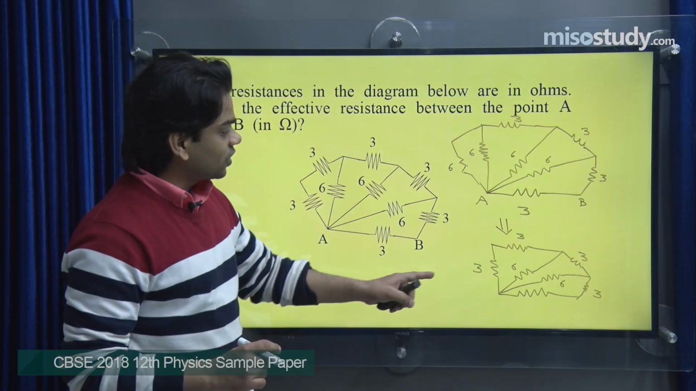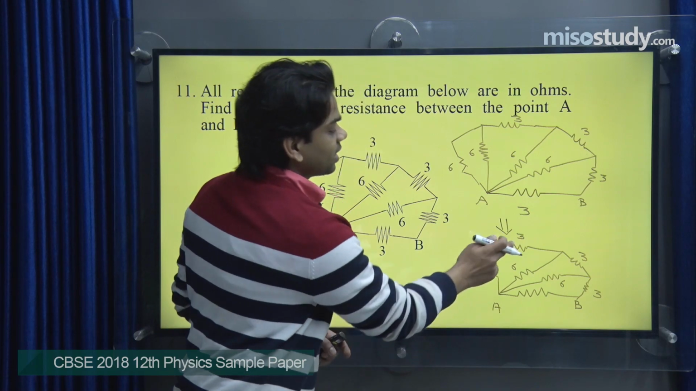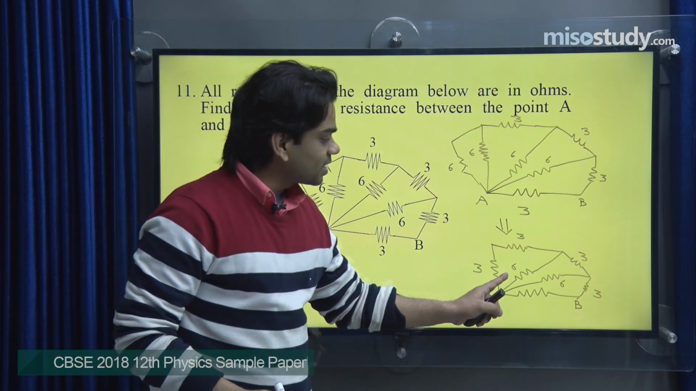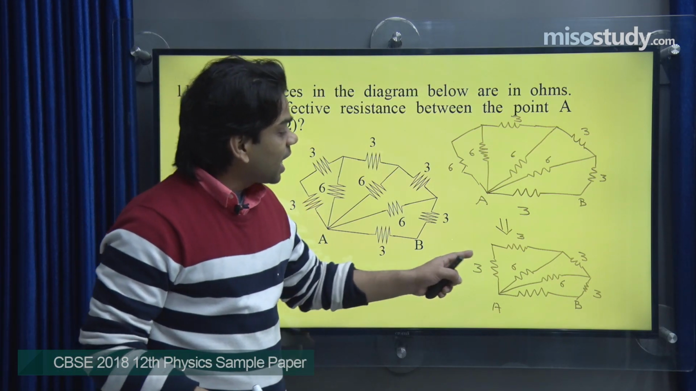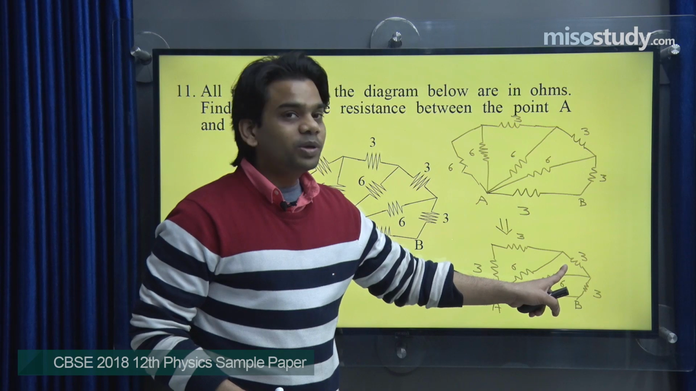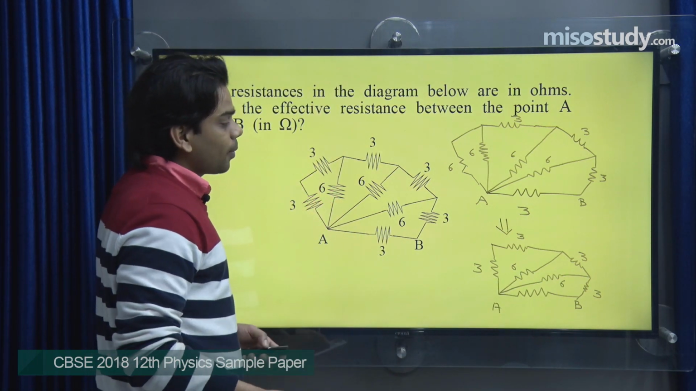Now again we have reached here, this 3 and 3 will be in series. So 3 and 3 will add up to 6. 6 and 6 in parallel means you'll get 3 ohm. Then again 3 ohm will be in series. So their equivalent will come out to be.